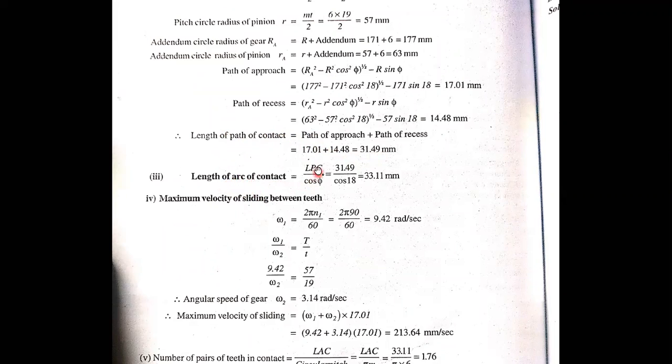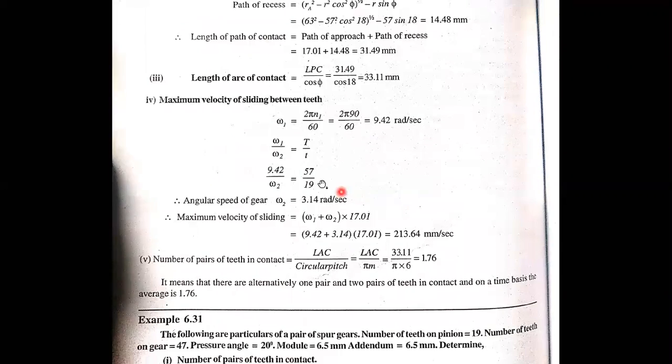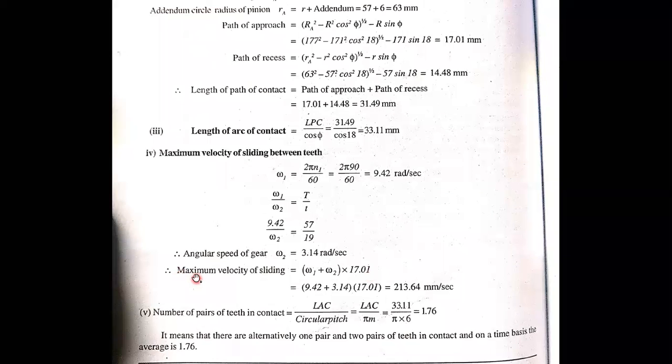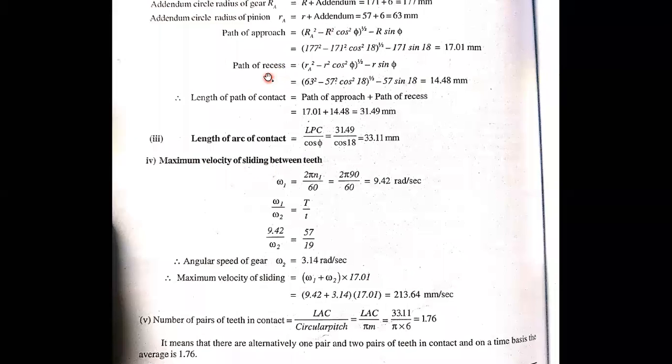Similarly, length of arc of contact, we already know the length of path of contact, therefore LPC divided by cos phi, you will get 13.11 mm. Then finally the question is maximum velocity of sliding on the teeth. Maximum velocity of sliding is omega 1 plus omega 2 into 17. What is 17? It means path of approach. They have not mentioned it, so what they mention is maximum sliding velocity between the teeth. That means when both teeth are in contact, you need to select the path of approach here, not the path of recess. Therefore, here maximum velocity is omega 1 plus omega 2 into path of approach.